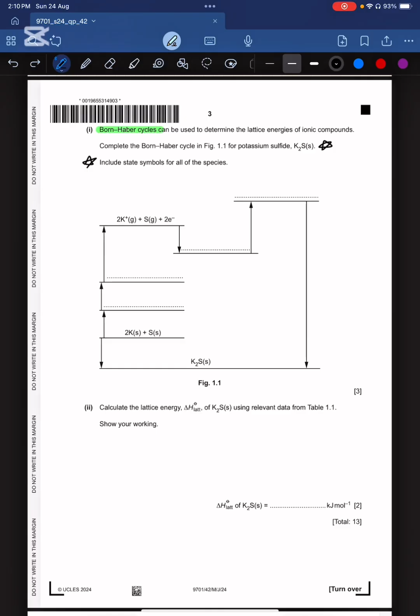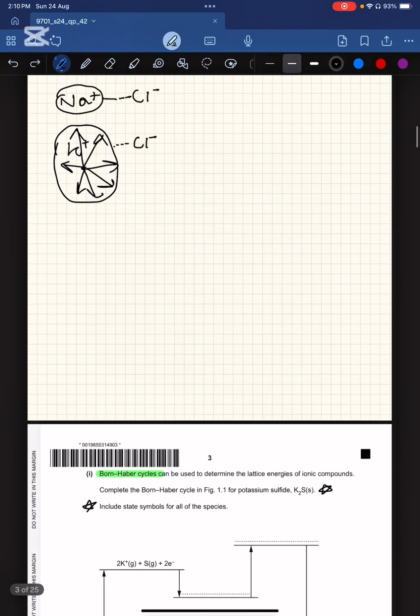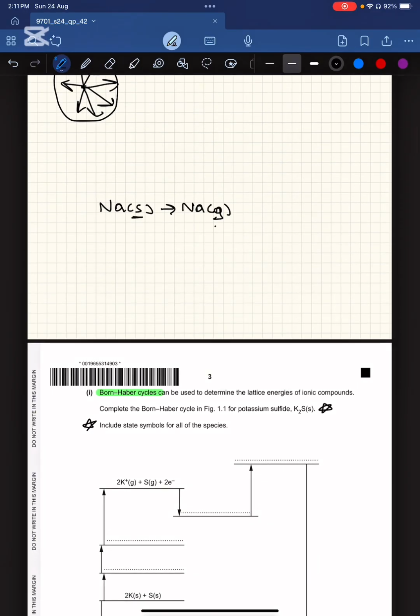Enthalpy change of atomization. Enthalpy change of atomization is when one mole of gaseous atoms are formed from its constituent element under standard conditions. I repeat, enthalpy change of atomization is when one mole of gaseous atoms is formed from its constituent elements under standard conditions if it is standard enthalpy change of atomization. One mole of gaseous atoms formed from constituent elements under standard conditions. See, solid converts to gaseous.